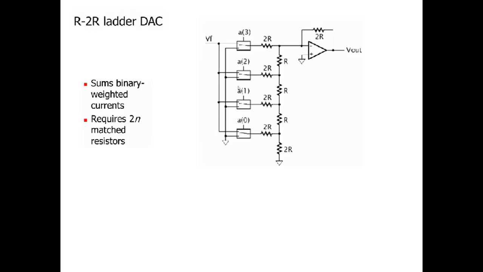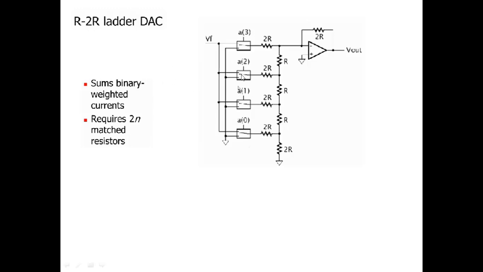So if all these inputs A0, A1, A2, A3 are 1, 1, 1, 1, you get more voltage drop at the inverting terminal, and the output will obviously be high.